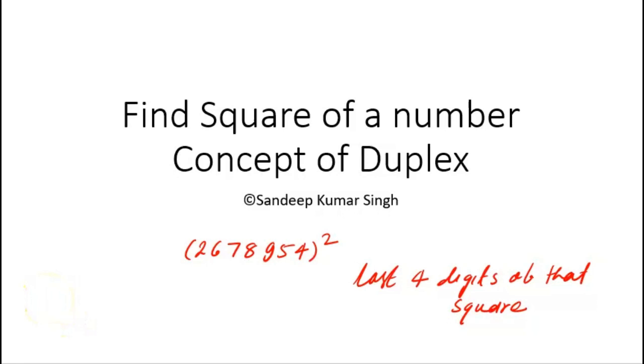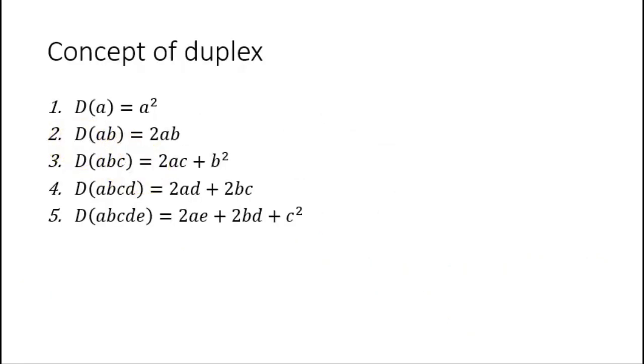So let us start. Before I move forward, let us quickly understand how the duplex of a number is calculated. If you have a single digit number, suppose 4, then the duplex of a single digit number is just the square of this number. How do you calculate the duplex of a 2 digit number? Suppose you have a 2 digit number AB. You multiply A by B, you get AB, and then you multiply A by B again and get AB, so the duplex is 2AB.